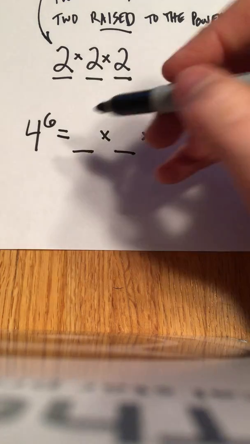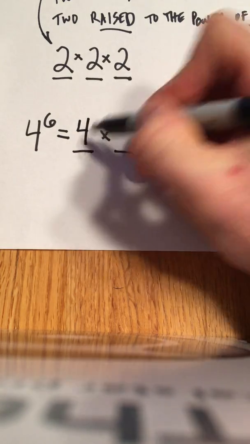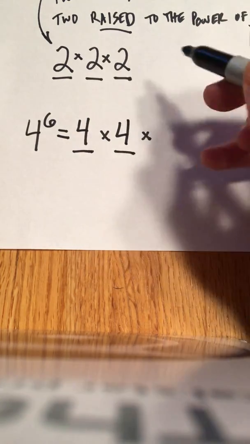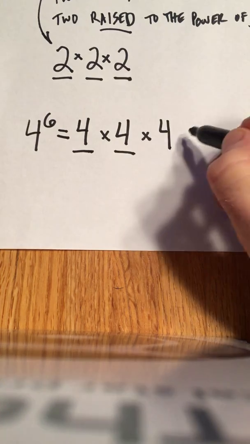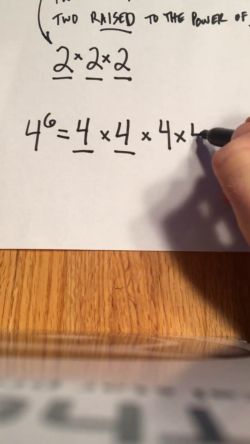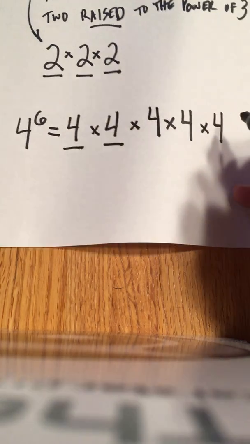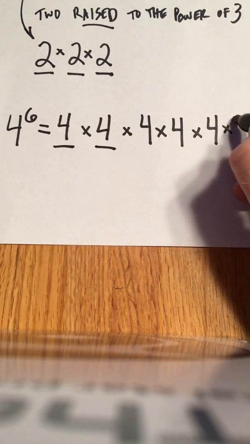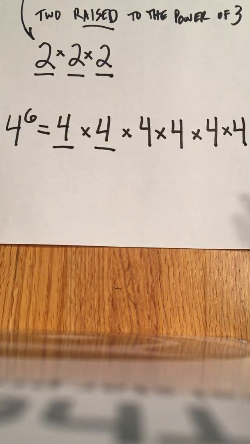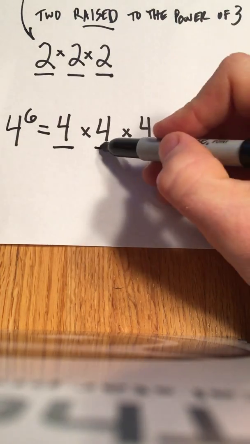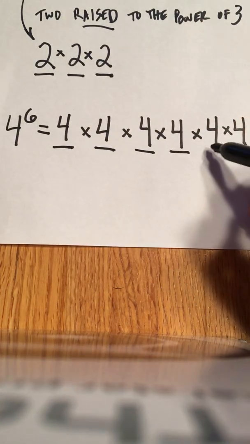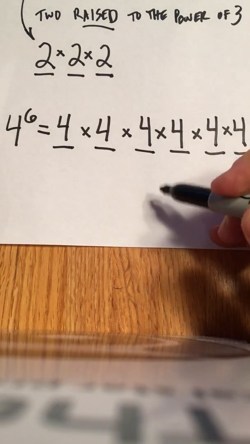And welcome back. If you multiplied 6 fours together, then you would be right. 1, 2, 3, 4, 5, 6.